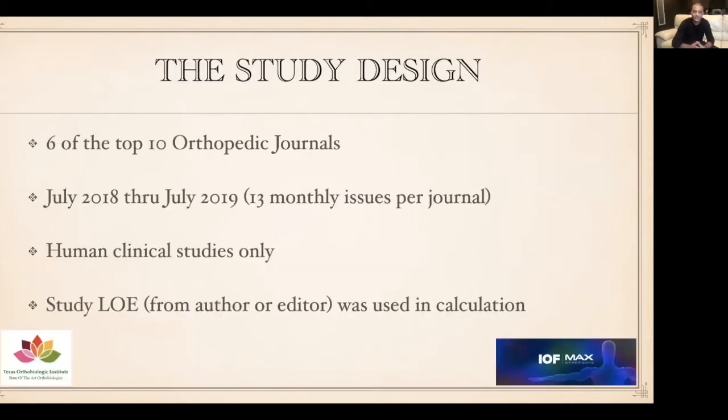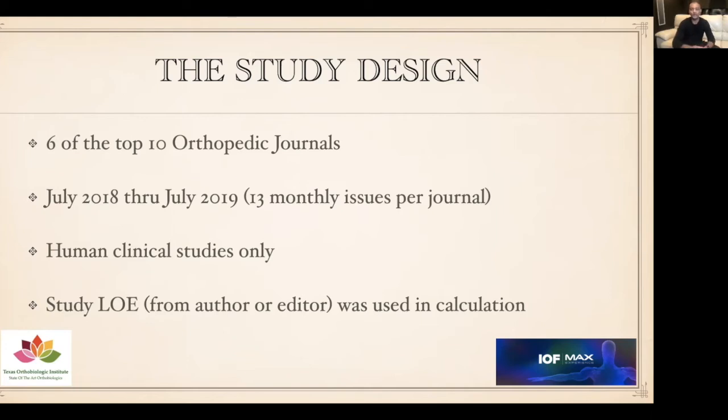And so this is our study design. We used 6 of those top 10 journals based on the Google Scholar H5 index. We looked at a 1 year time interval for all of the journals, which actually was 13 months since each journal was published once a month. We only looked at human clinical studies, so we eliminated basic science or drug interventions. We looked at the study level of evidence as determined by the submitting author of the paper or as determined by the editor of the journal.